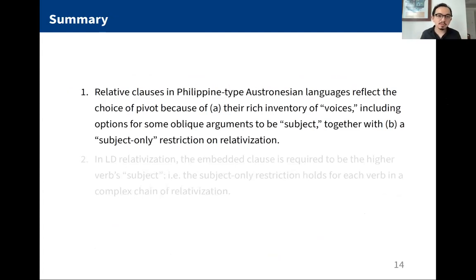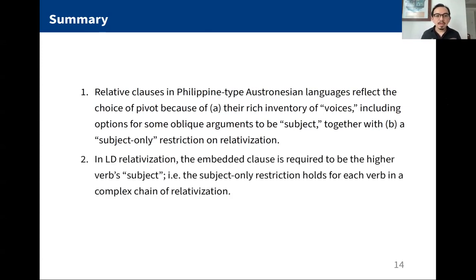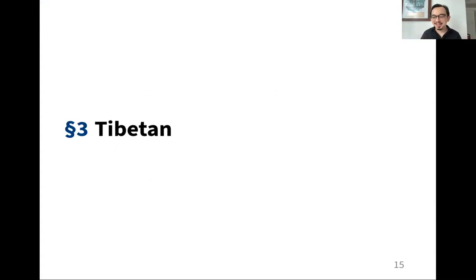So to summarize all of this background, relative clauses in these so-called Philippine-type Austronesian languages reflect the choice of pivot because of a combination of two factors, or at least that's the traditional description. They have a rich inventory of different kinds of voices, including options for making certain oblique arguments the so-called subject, together with a subject-only restriction on relativization. In long distance relativization, the embedded clause is required to be the higher verb's quote subject. In other words, the subject only extraction restriction seems to hold for each verb along the way in a complex chain of relativization. All of that is background, you'll see why.